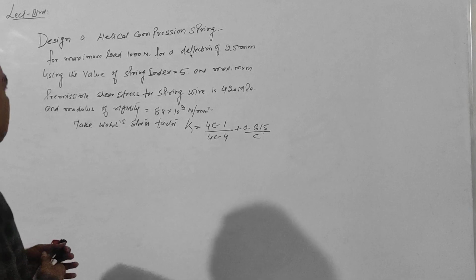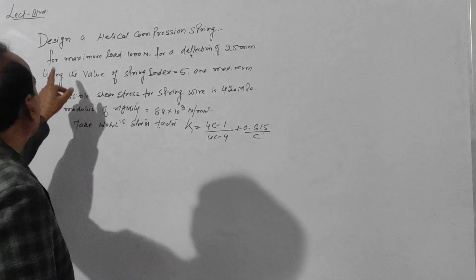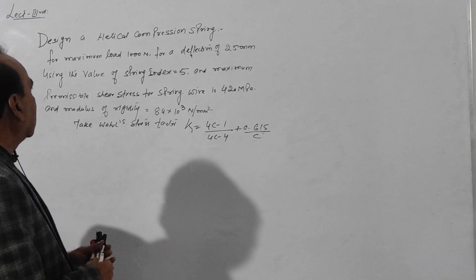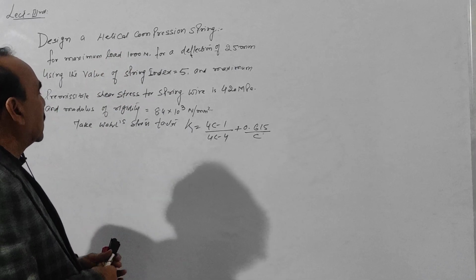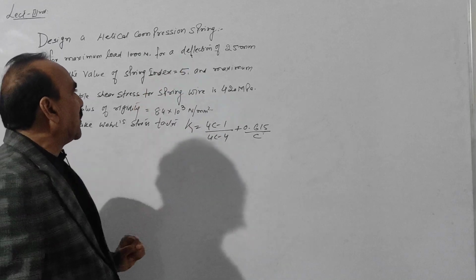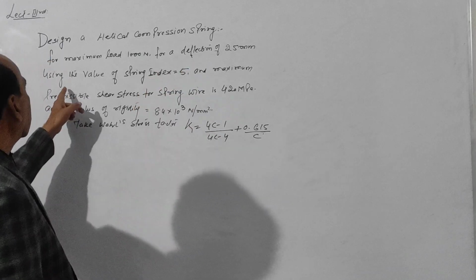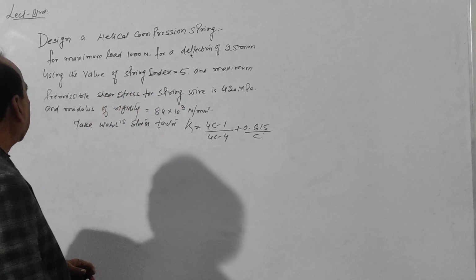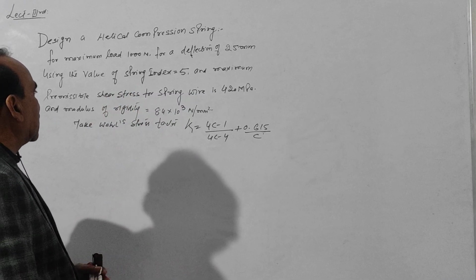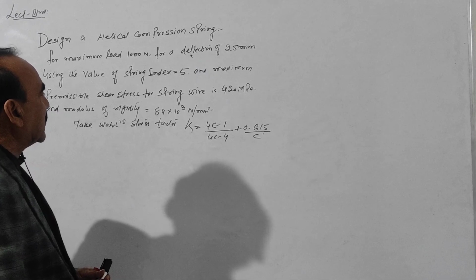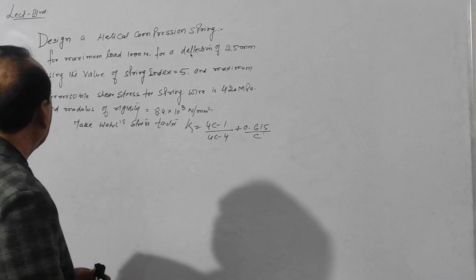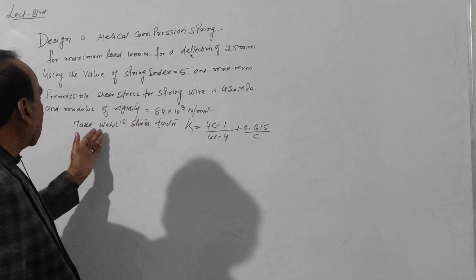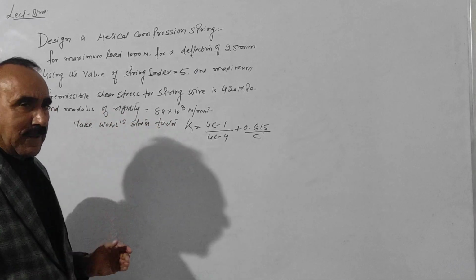Now, let us see this problem. Design a helical compression spring for maximum load 1000 Newton for a deflection of 25 mm using the value of spring index 5 and the maximum permissible shear stress for spring wire is 420 MPa. Modulus of rigidity is also given here, and the Wahl stress factor is given here.